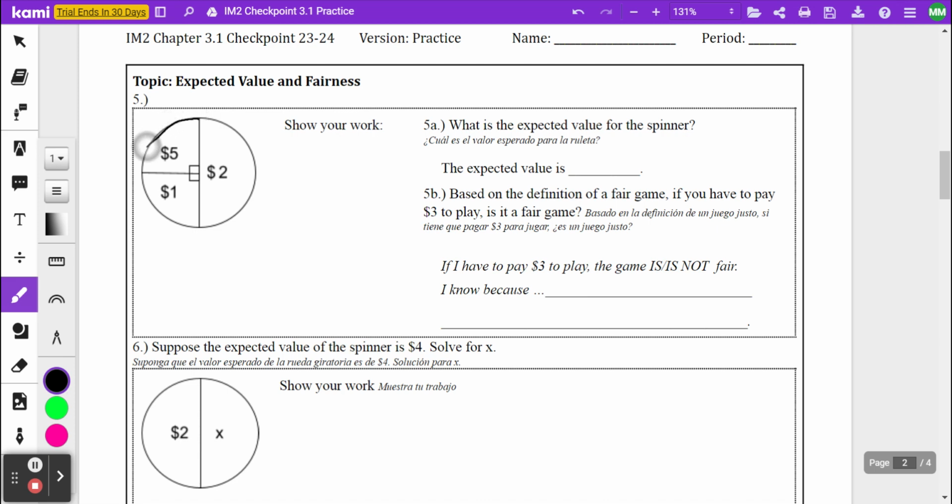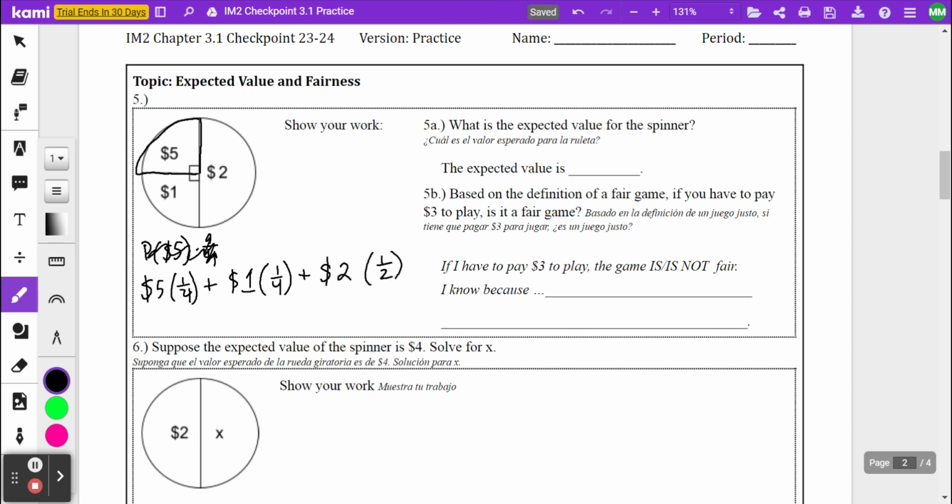The first outcome will be that you land in this region. So we'll do the probability of landing in the region that gives you $5 times 1/4. Oh no, sorry, it is 1/4. I should say $5 could happen 1/4 of the time. Add that to $1 should happen also about 1/4 of the time. And $2 should happen 1/2 of the time. So I add all of these up.